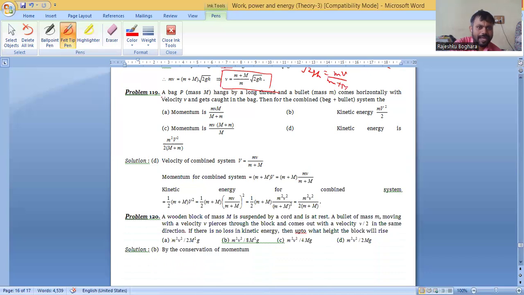Next, a bag of mass M hangs by a long thread and a bullet m comes horizontally with velocity v and gets caught in the bag. Then the combined system. So what will be the velocity of the combined system? It will be V equal to mv upon m plus capital M. The momentum of the combined system is (m plus capital M) into V. If we put the value of V here, m plus capital M, mv upon m plus capital M, the m plus capital M cancels, so mv will come. That is not an answer. Now the kinetic energy of the combined system is 1/2 (m plus capital M) V square. Putting the value of V, we get m square v square by 2 (m plus capital M). The answer is D. So we get the energy.